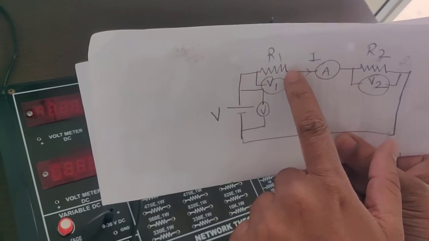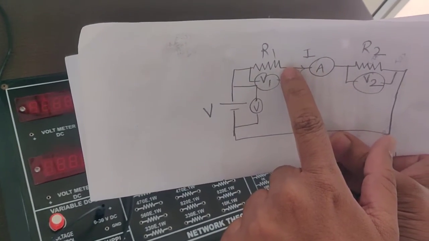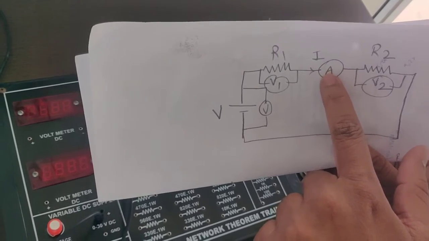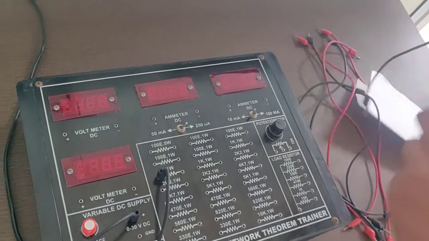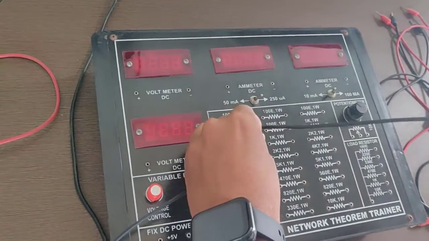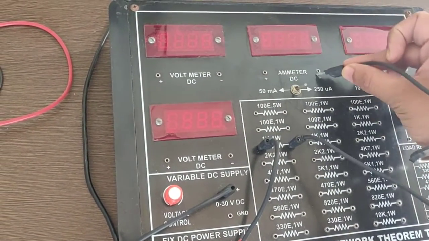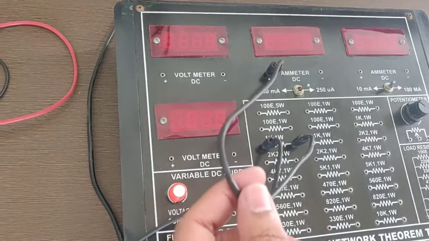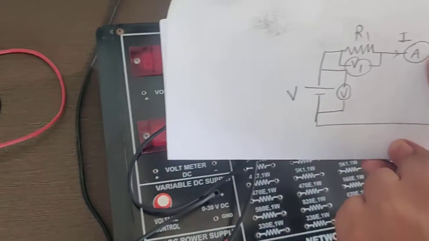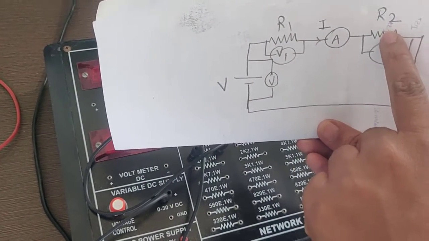Now from the negative of the first resistor we will connect to the positive of the ammeter. So from the negative of this 1 kilo ohm resistor we will connect to the ammeter. This is the ammeter, so the positive of the ammeter. Now from the negative of the ammeter we will connect to the second resistor.